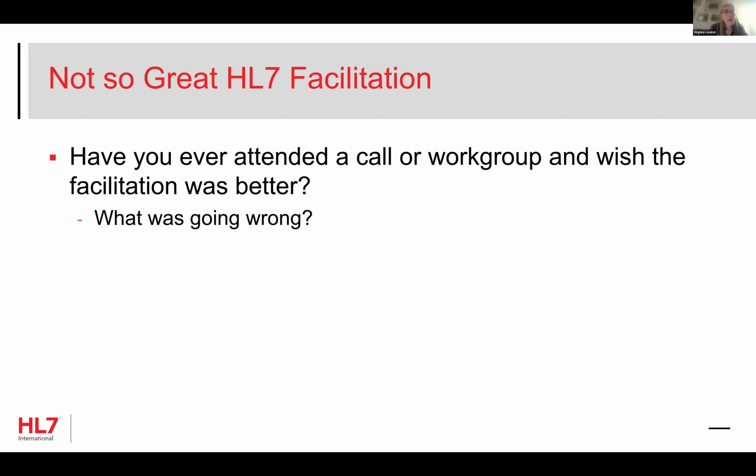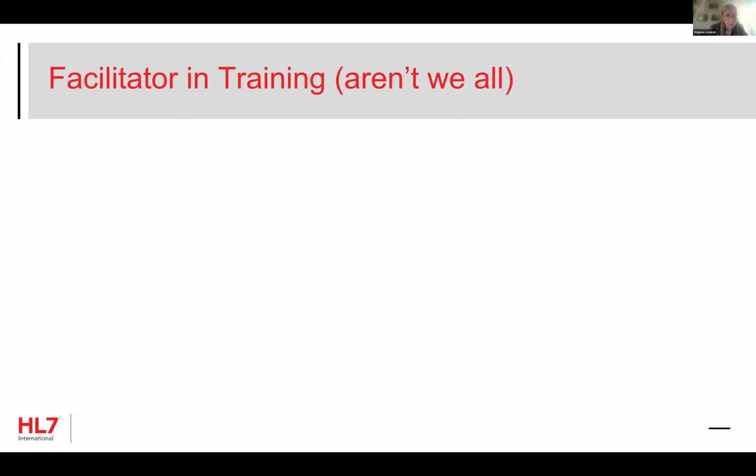I don't even know what I have next on here. Let's see. And then what could have made it better? I was trying to answer some of that, but what could make it better? For some people, they're just natural facilitators that do an amazing job. For others, it's not that easy, but everyone can become a better facilitator.